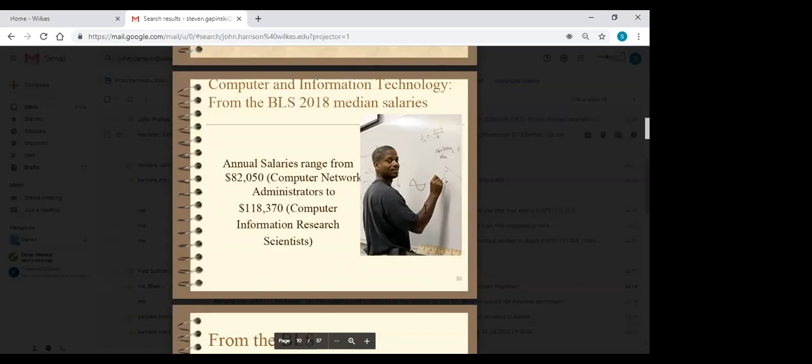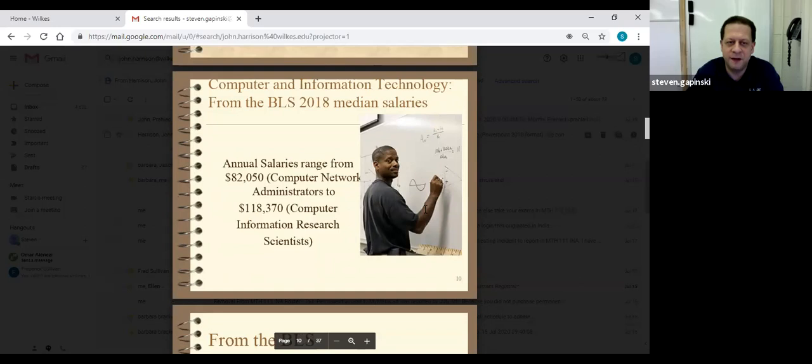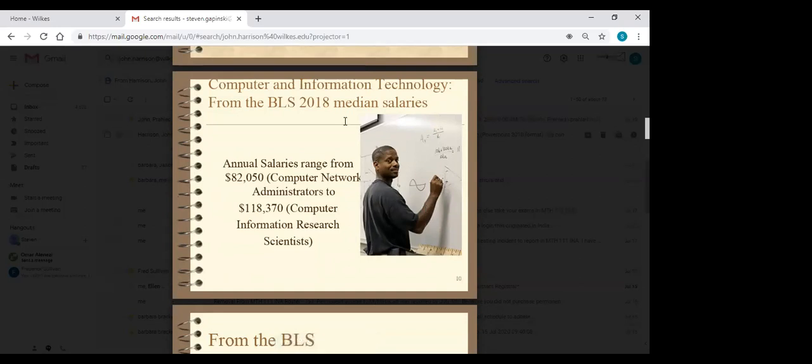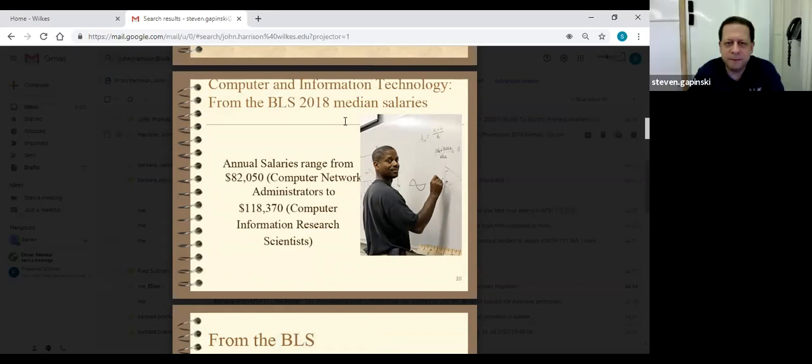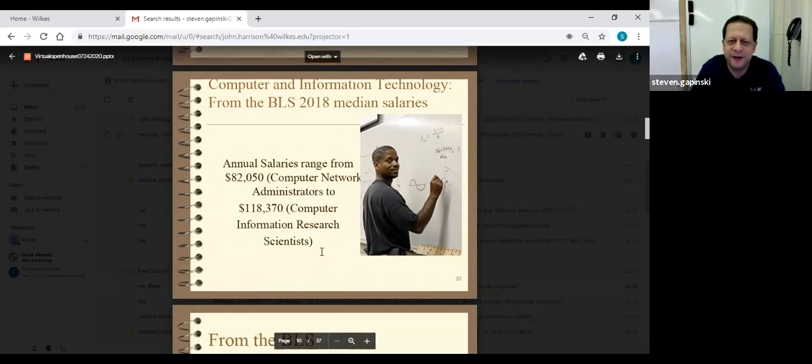All right, so we also have some salary information here. You see that these are also very high salaries, coming from 2018. We have network administrators and information research scientists, and you can see they're comparable, if not even slightly more than what we're seeing on the math side, especially here on the higher end.